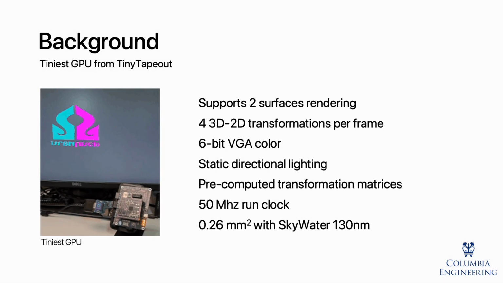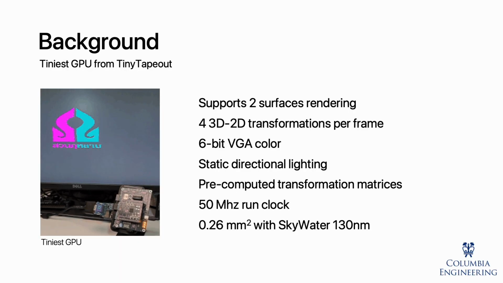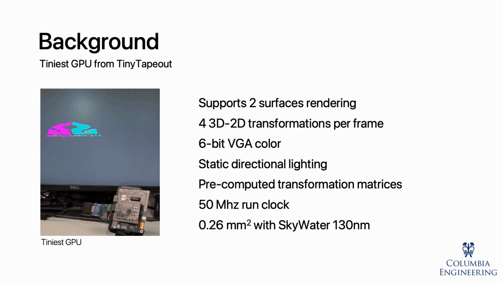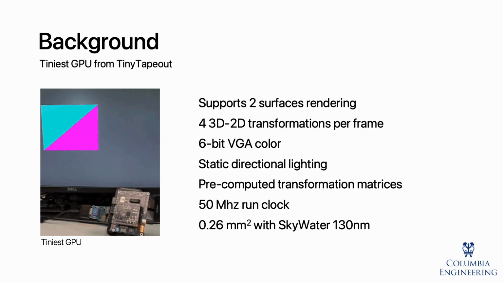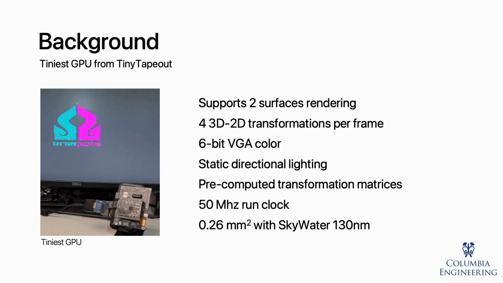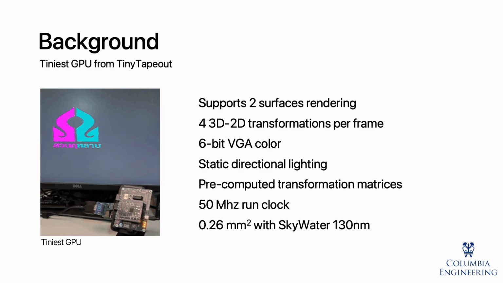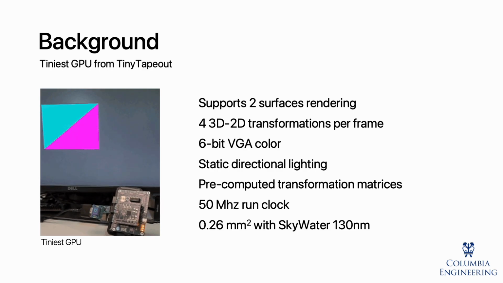The project initiated from our strong interest in computer graphics, and the team wanted to bring some visual rendering into the VLSI Design Lab. We initially explored an open source project that could render two surfaces with 4 vertices. It supported 6-bit color output with static lighting, and all the matrices are pre-computed in software.